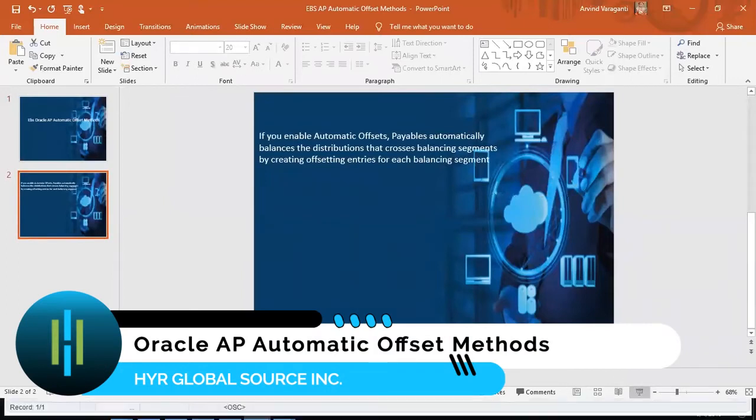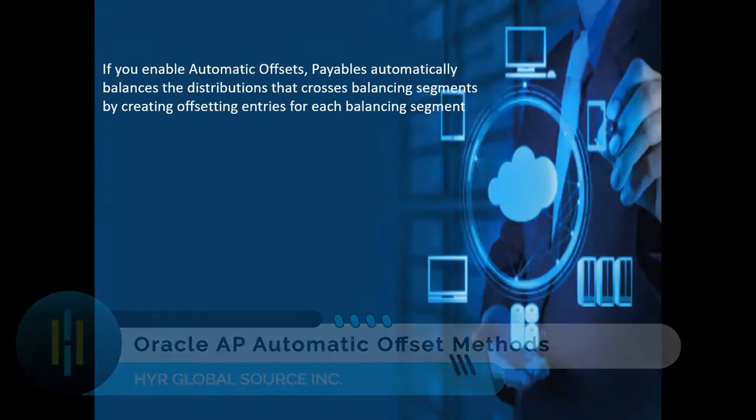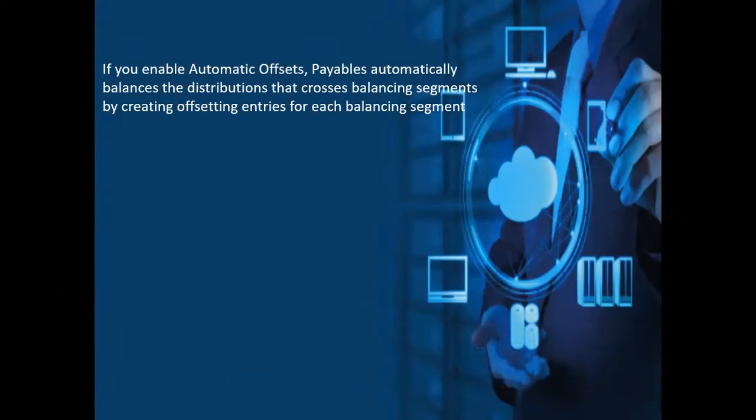Before we proceed further, first of all, you need to understand the significance of the automatic offset. If you enable the automatic offset, payables automatically balances the distributions, whether it's an invoice distribution or payment distribution, that crosses the balancing segments by creating the offsetting entries for each balancing segment.